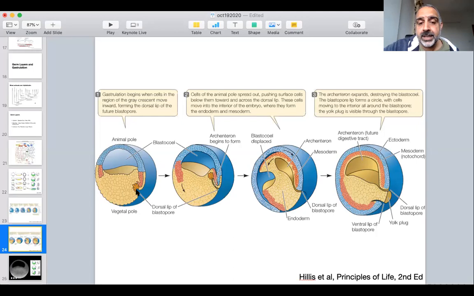Just to check you're paying attention, can you remember where you've heard dorsal lip in previous lectures? Organizers and the role of organizers and the transplantation experiments. Fantastic, fantastic. I'm so happy that one of you remembered. I'm sure all of you remembered, okay?